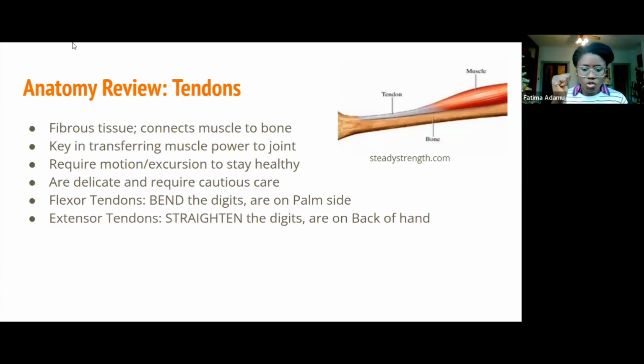They require motion and gliding or excursion to be healthy. They're very delicate. When I was a student, I learned that it's like a piece of spaghetti, right? So after a patient gets a tendon repair surgery, we say it's like fixing a piece of spaghetti, very delicate, and you want to be very respectful of it. Flexor tendons bend the fingers on the palm side, extensor tendons straighten the fingers.